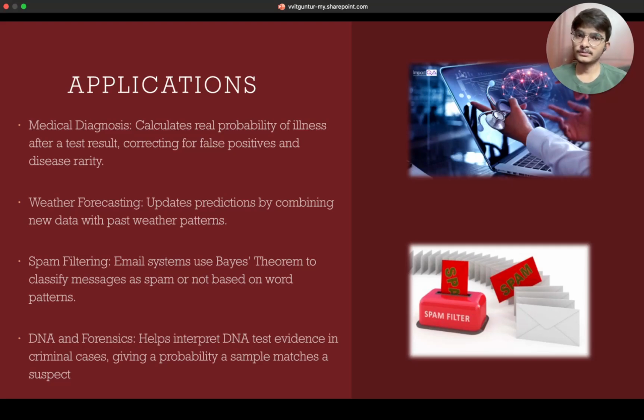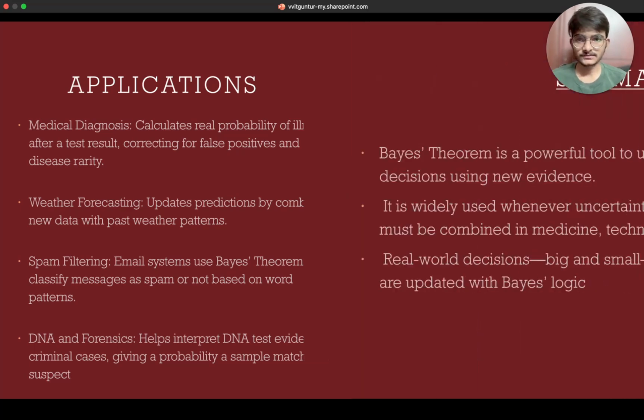Finally, Bayes theorem is also used in DNA and forensics. It helps interpret DNA test evidence in criminal cases, giving a probability that a sample matches a suspect. Bayes theorem is very crucial in all these aspects, whether it be forensics, spam filtering, weather forecasting, or the medical industry.